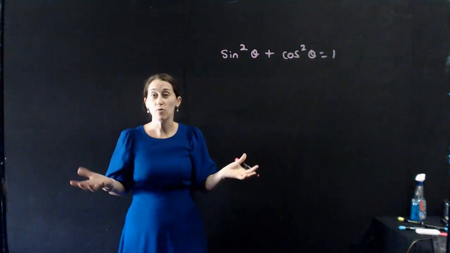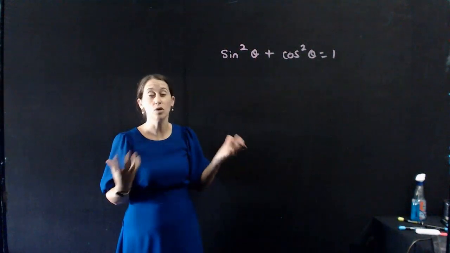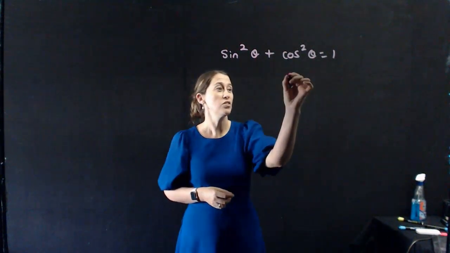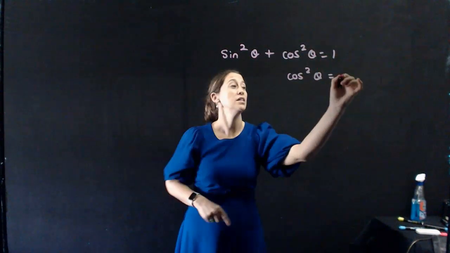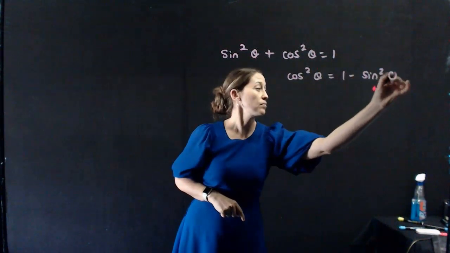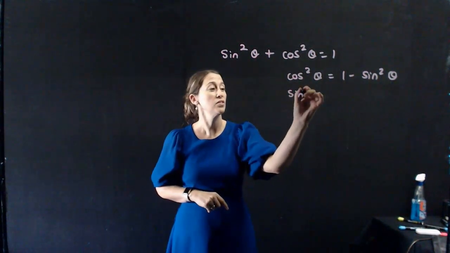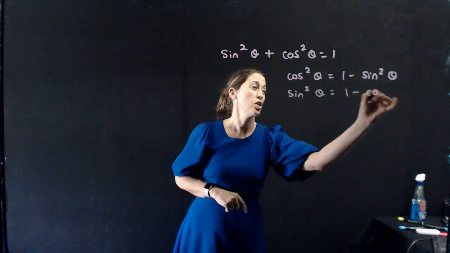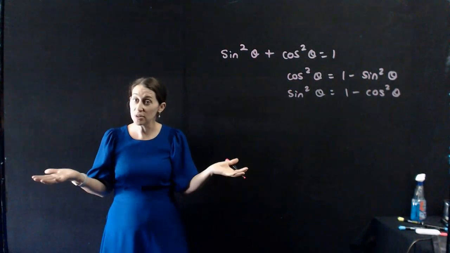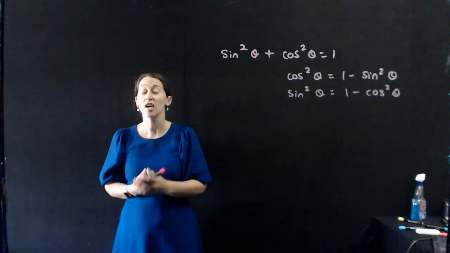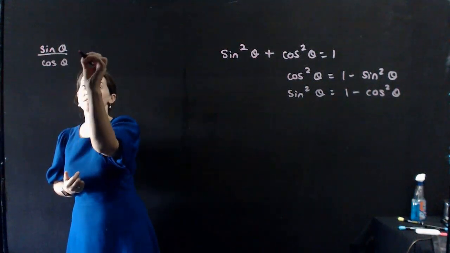And of course this can be rearranged so that we can have either sine squared theta as the subject or cos squared theta as the subject. If I make cos squared theta the subject, that's going to be 1 minus sine squared theta. And likewise, if I make sine squared theta the subject, it becomes 1 minus cos squared theta. And we're going to use this along with possibly other trig identities such as sine theta over cos theta equals tan theta.